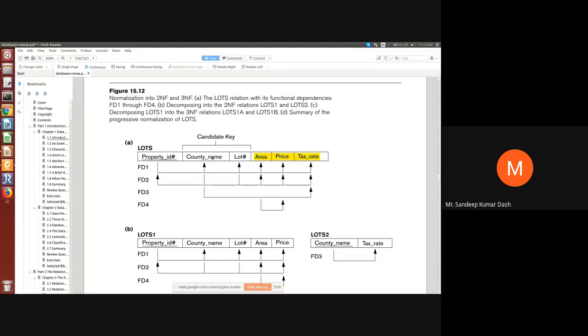These two are candidate keys. This is already a primary key. So remove this one. So every non-prime attribute, these are all non-prime attributes, they are full functional dependent on the property ID. So this is fine. Now consider this one, whether this is okay or not as per 2NF. FD2. Is this full functional or partial functional?